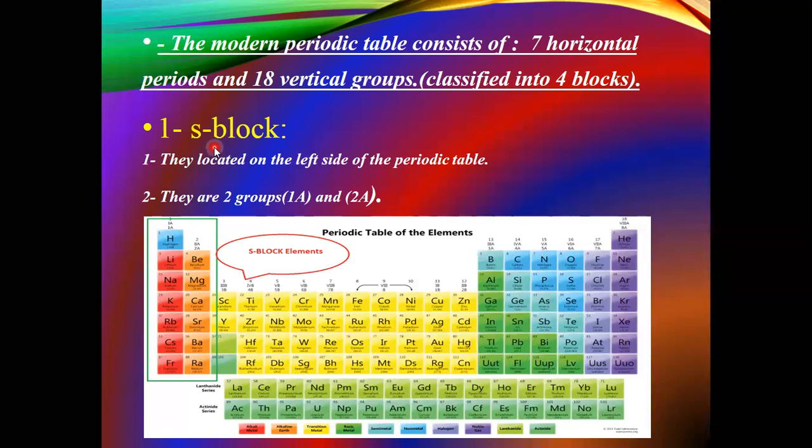Now let's start with S block. هنقول عن كل block معلومتين مهمين جدا. The first information is the location of the block, and the second one, how many groups this block contains. S block عبارة عن two groups only on the left side of the periodic table. يعني مكانه 1A و 2A. هم دول ال S block. So it consists of two groups and it is located on the left side.